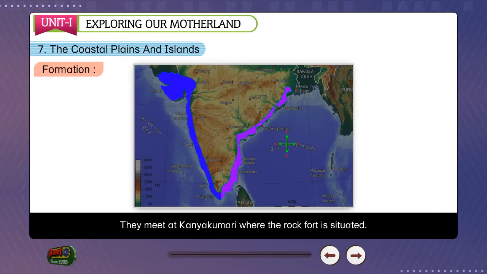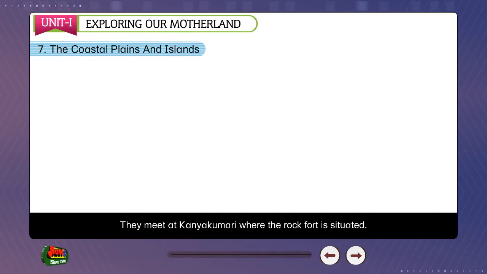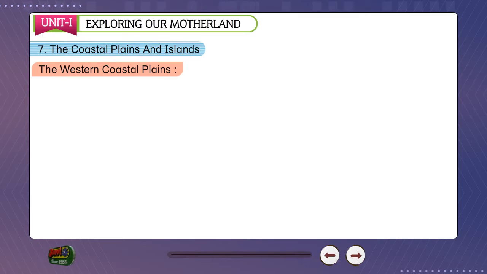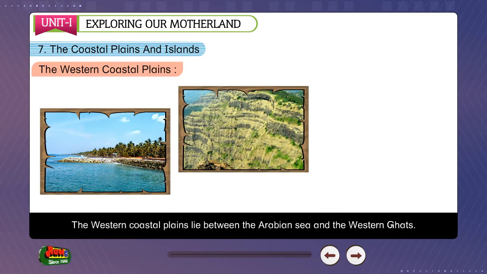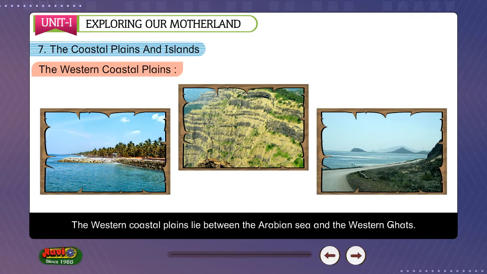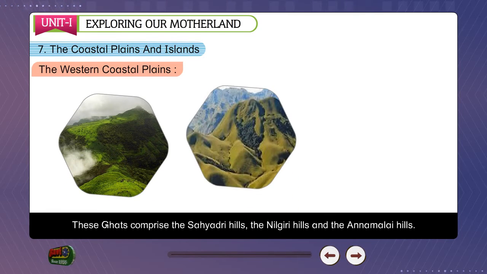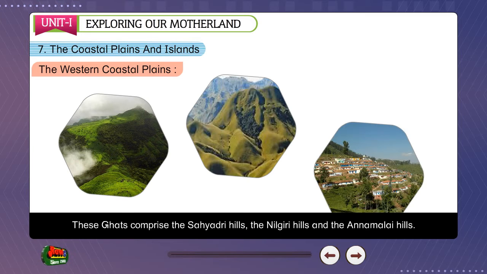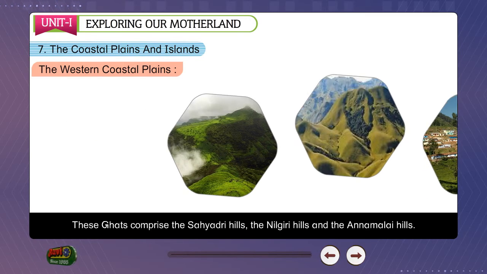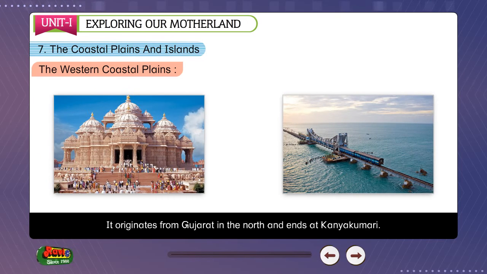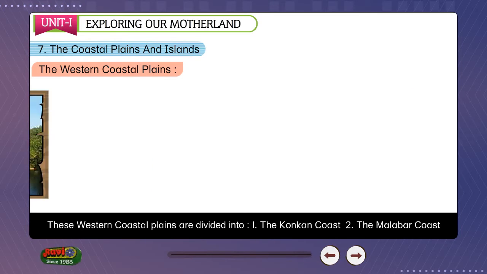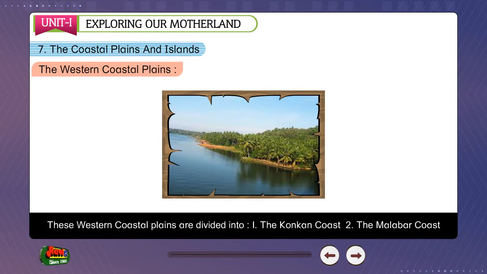The western coastal plains. The western coastal plains lie between the Arabian Sea and the Western Ghats. These Ghats comprise the Sahyadri Hills, the Nilgiri Hills, and the Annamalai Hills. It originates from Gujarat in the north and ends at Kanyakumari. These western coastal plains are divided into 1. The Konkan coast, 2. The Malabar coast.